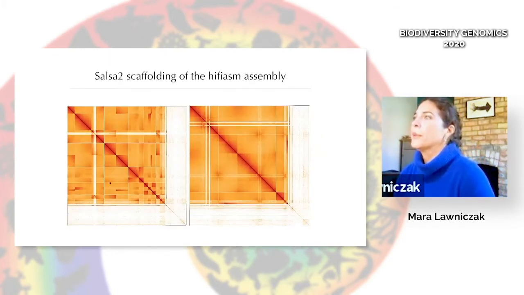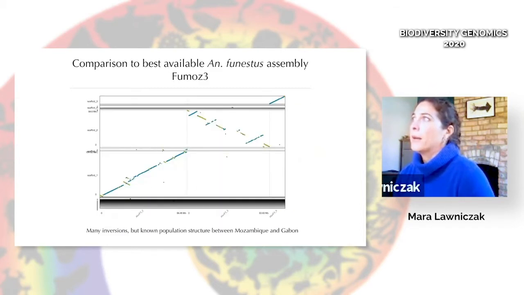So here's the result from the scaffolding using SALSA2. We are going to gather some more high C data, but I think we're in a pretty good position. We're going to have a pretty nice Funestus genome from this. And here it is compared to the best current Funestus assembly, which was from a different part of Africa. We know that there should be some inversions, and you can see those here.